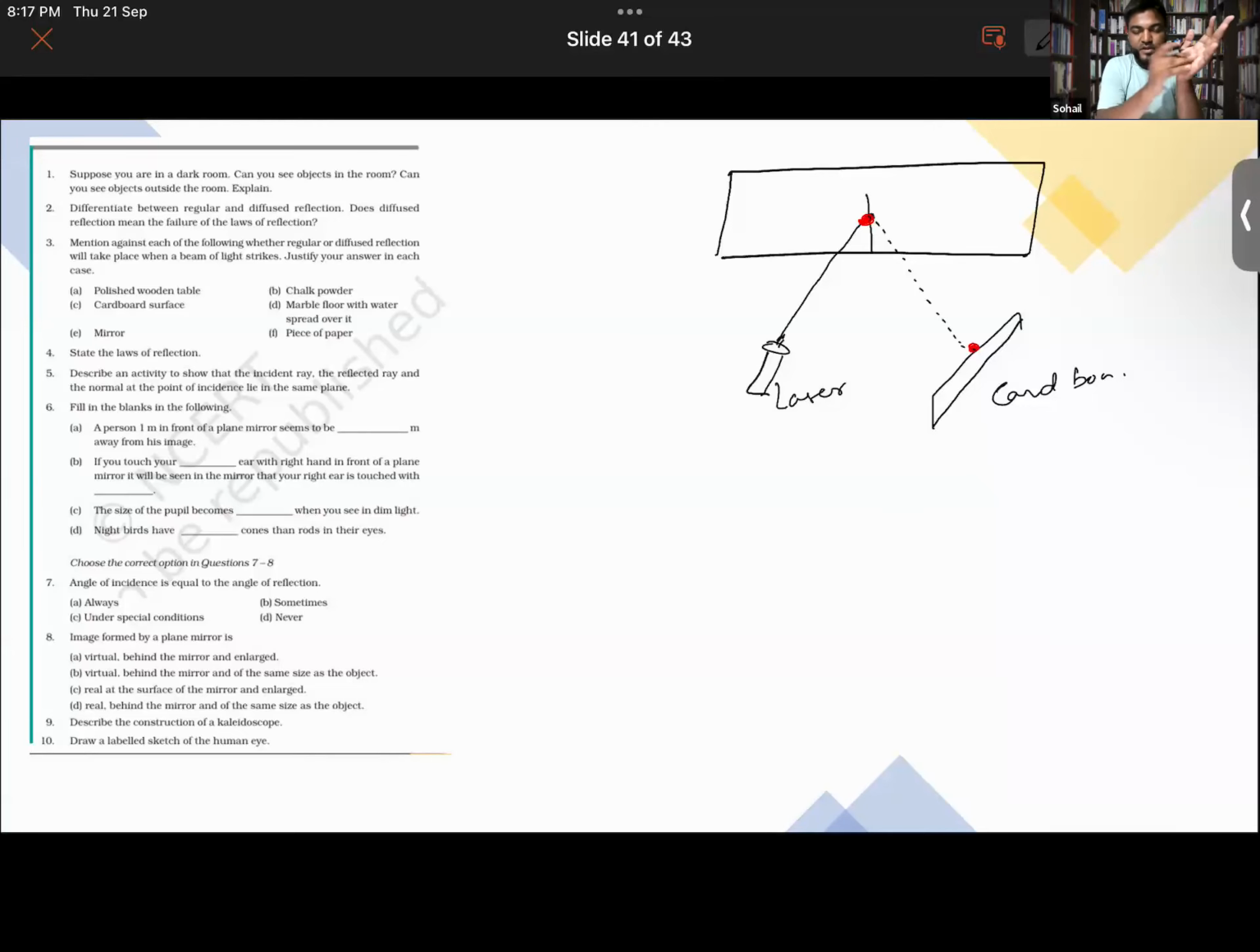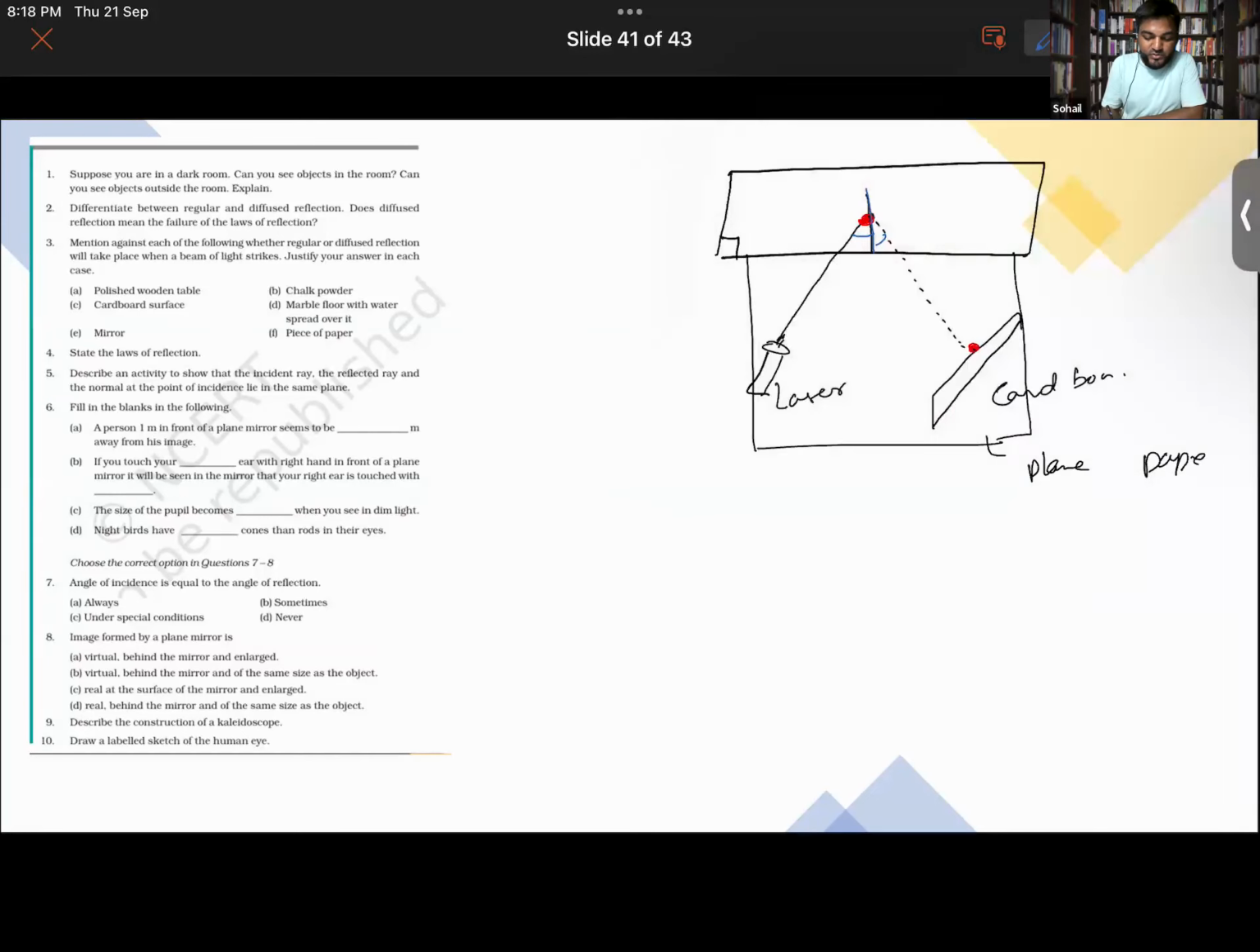So the first law, if you were to measure the angles here, these two angles, they all lie in the same plane. The first law is being proved here: if I were to draw the normal, angle of incidence is equal to angle of reflection. Exactly. Now, you must have placed it on any surface. Suppose we placed it on a plain sheet of paper, and we placed this mirror at 90 degrees.